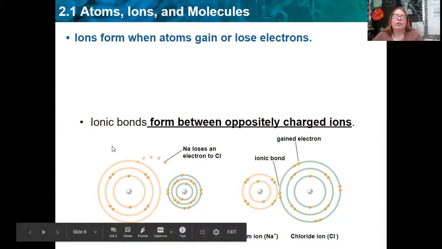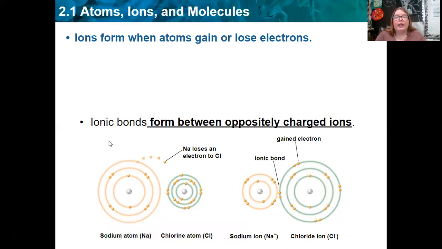So this picture is showing us how table salt is made. Sodium only has one electron in its outer shell, just that one lonely electron. And chlorine has almost a full shell, but it's just missing one. So what happens is chlorine will snatch one from sodium. It'll make itself negative and sodium positive, and then they stick together with this almost magnetic charge. So that's an ionic bond.